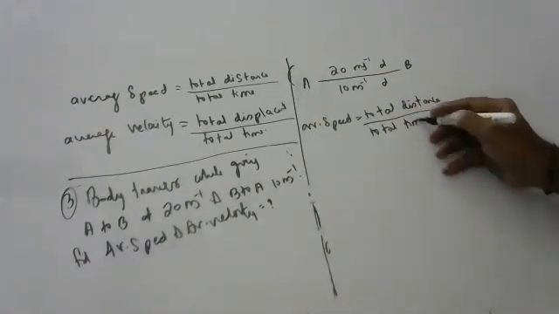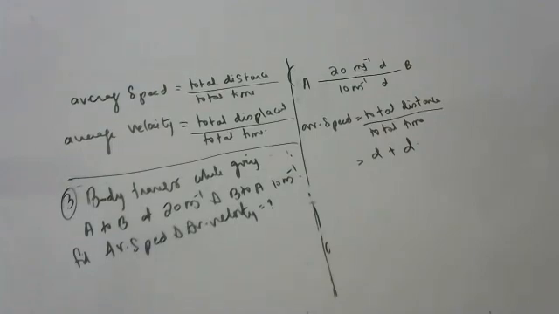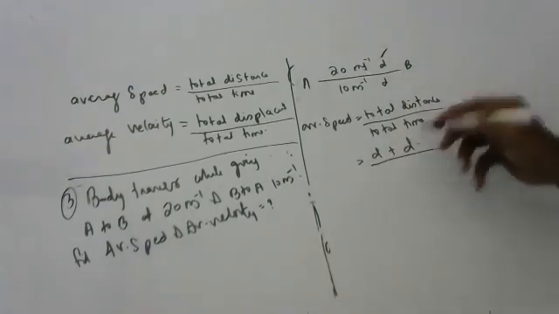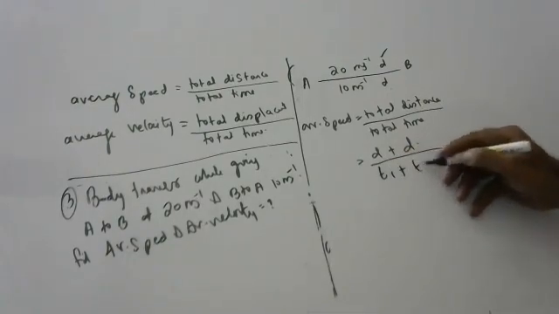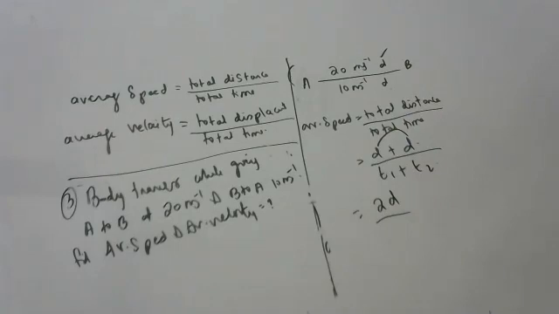What is the total distance, anyone? Sir, 30 meters. Check: total distance while going d, while coming d, so d plus d is 2d. What is the total time? T1 plus T2, we don't know. What is the time formula?